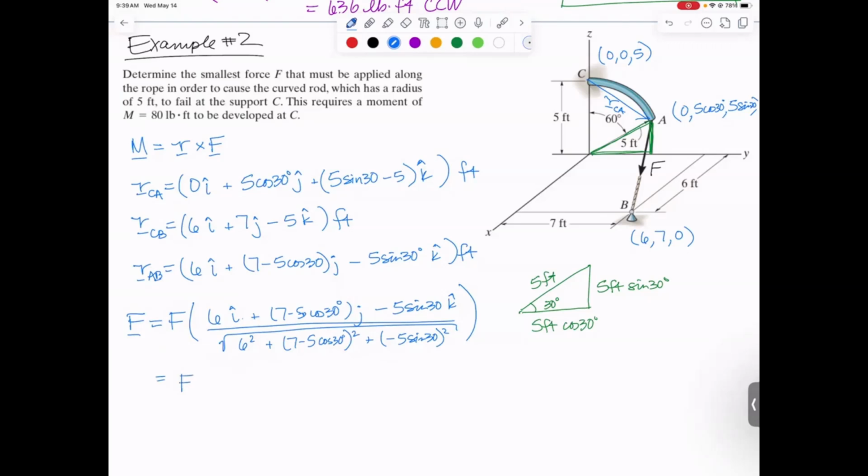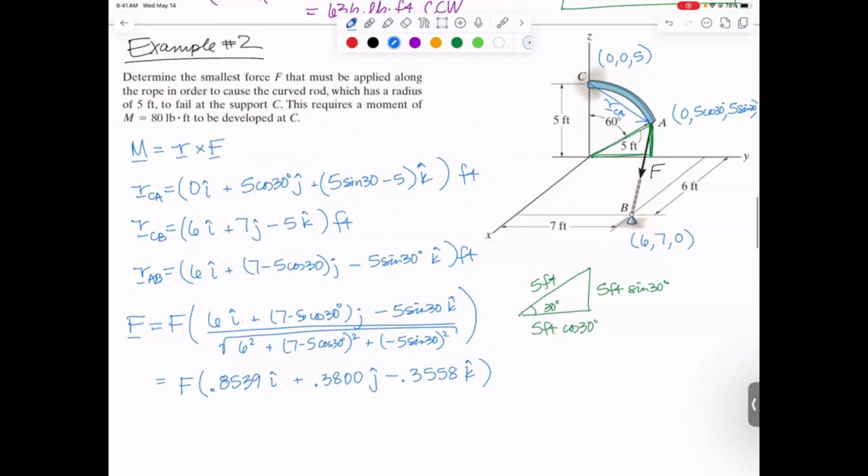That comes out to be F times 0.8539i plus 0.3800j minus 0.3558k. Keeping quite a few decimal places there. I even keep more than that in my calculator when I do this. Then we're going to need to do a cross product.